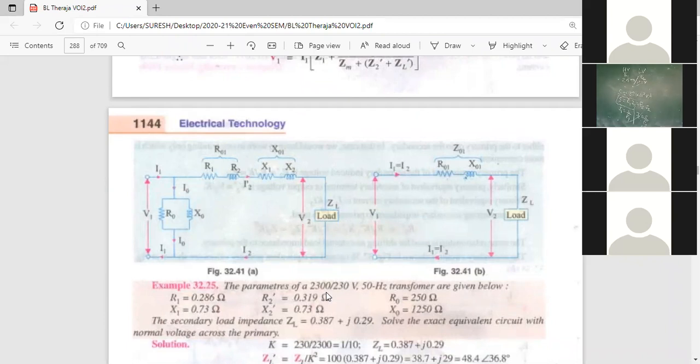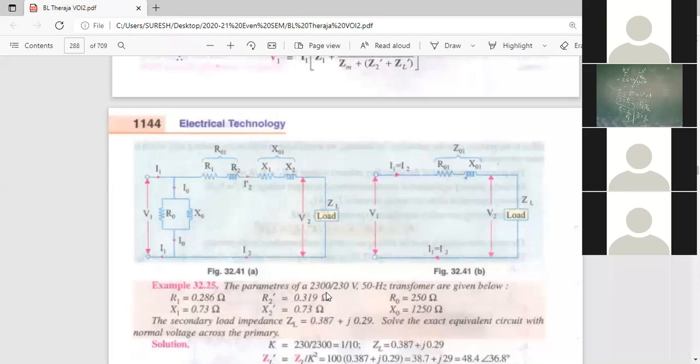Now, can anyone explain about these two circuits? First circuit, can anyone explain what they are giving in the first circuit? What are this R0 and X0? In no load test, I have explained yesterday. That is related to the core. R0, X0, I0 are related to the core. In open circuit, no load current I0 will flow.